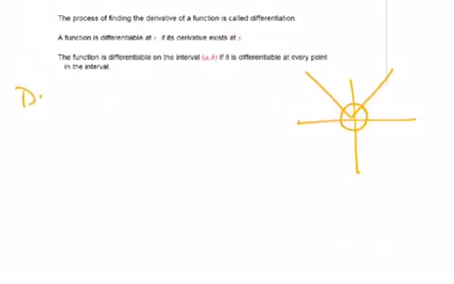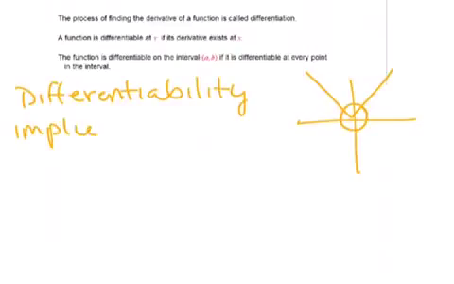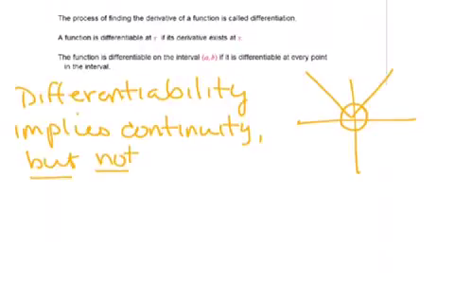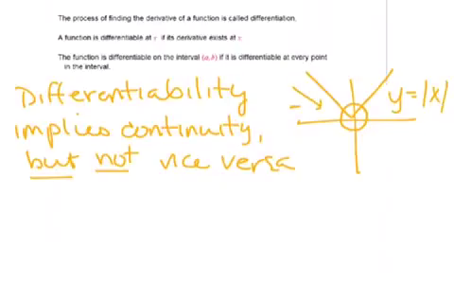So what we can say then is differentiability implies continuity, but not vice versa. So this function, y equals absolute value of x, is continuous at the vertex, but it's not differentiable because the slope coming in from the left is negative and the slope coming in from the right is positive.